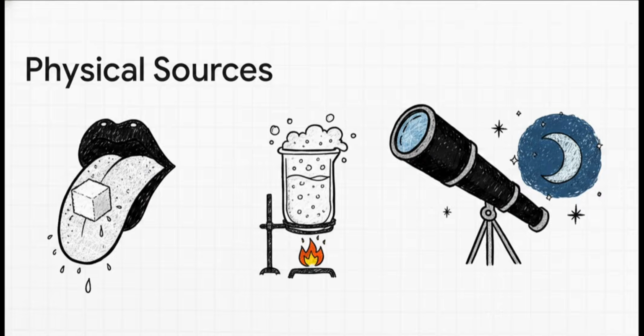Source 2 is experimentation, checking facts under controlled, repeatable conditions, like verifying that water boils at exactly 100 degrees Celsius in a lab. And source 3 is observation, carefully watching the world so we can explain, predict, and control it, like using a telescope to track the phases of the moon.